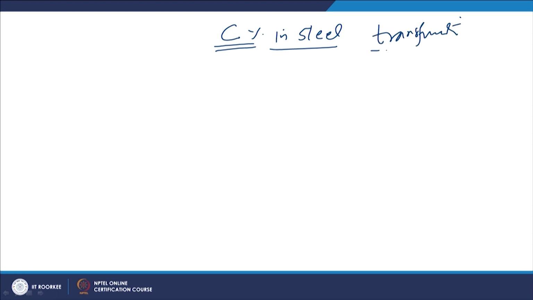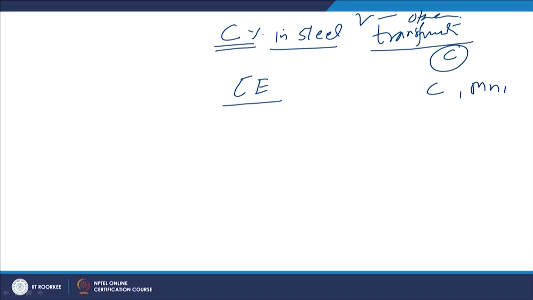Since the carbon percentage in steel directly affects the tendency for transformation, the transformation characteristics of austenite to the other phases are directly affected by the carbon content. The alloying elements having an effect similar to that of carbon are taken care of through the carbon equivalent. In carbon steels we primarily have carbon, manganese and silicon.